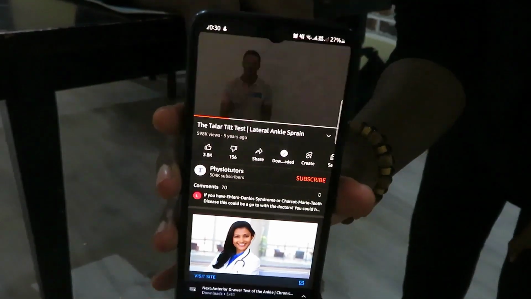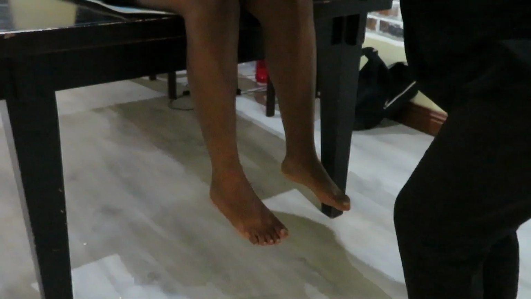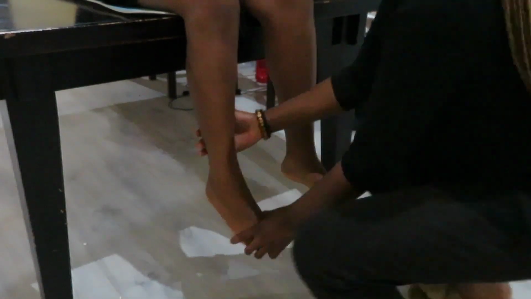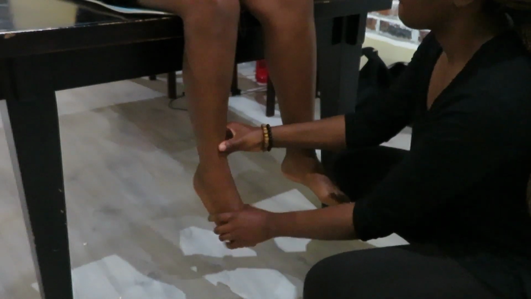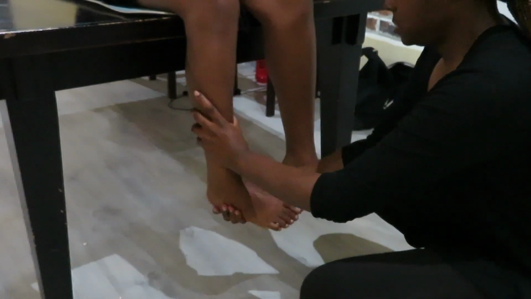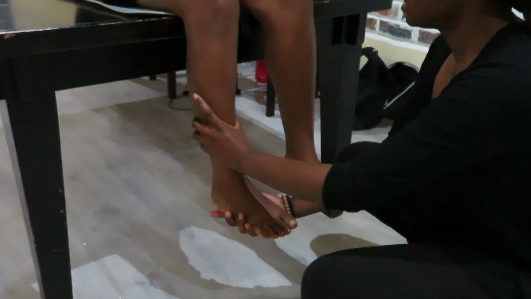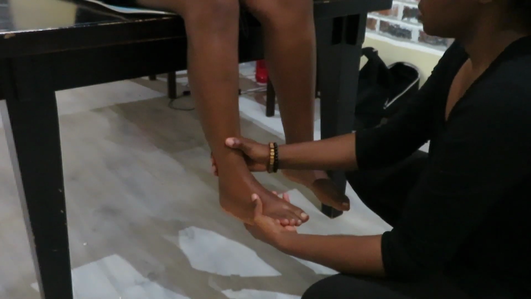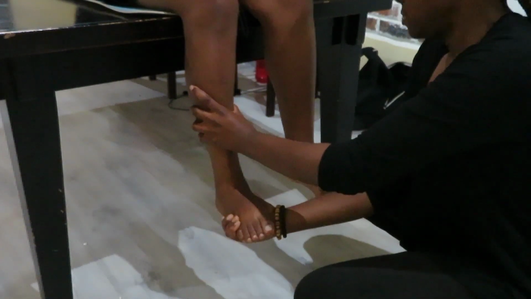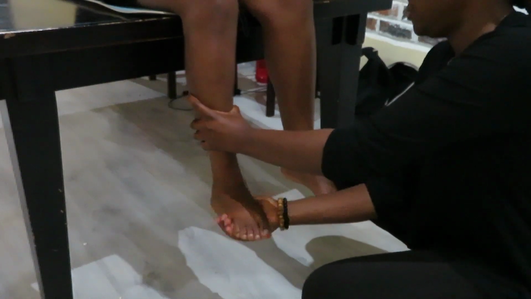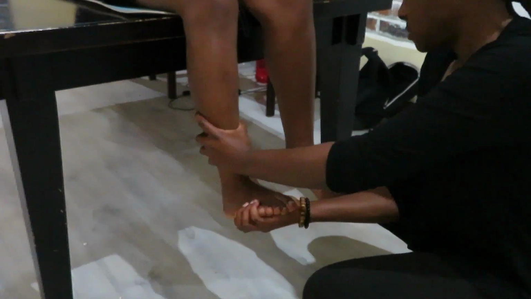I then moved on to doing some special tests for the ankle. Over here, I'm practicing how to do the talar tilt test. The talar tilt test is used to assess for a sprain in the anterior talofibular ligament or in the calcaneofibular ligament.